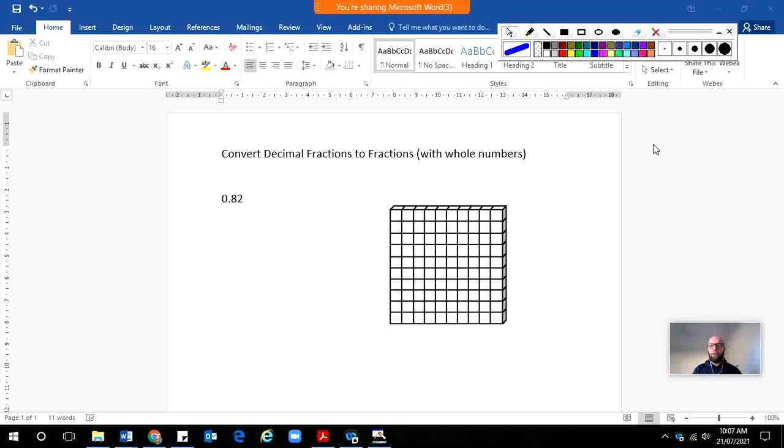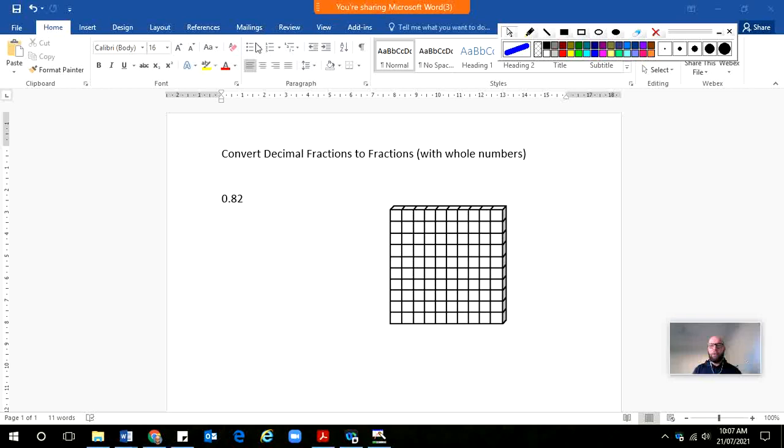This time we're going to be looking at converting decimal fractions to fractions, and we're going to include whole numbers to make it a bit more interesting. So we've already looked at how to convert a fraction, so a tenth, a hundredth, or a thousandth, to a decimal fraction. This time we're going to look at the other way around, and hopefully it should be a simple conversion since you know how to do one way.